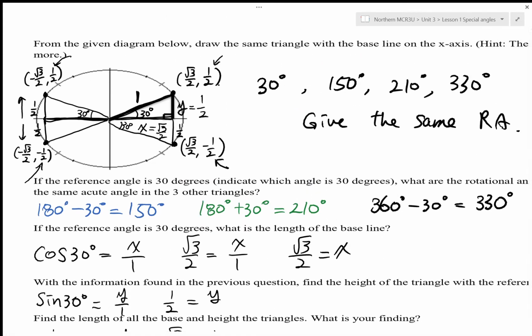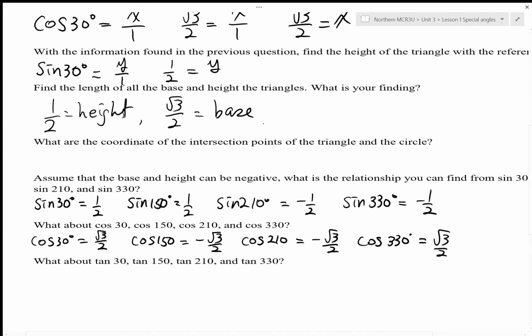So if you take a look at it, remember the cosine 30 was just the baseline, wasn't it? According to this calculation. And then we all see that the x values actually are the same except for the signs. So based on the angle, these are what we have.